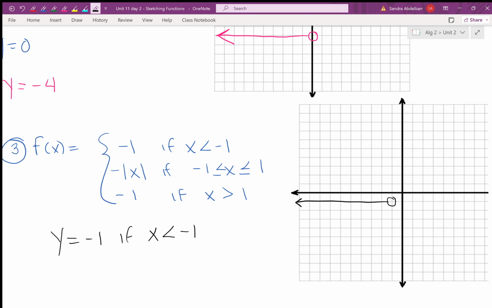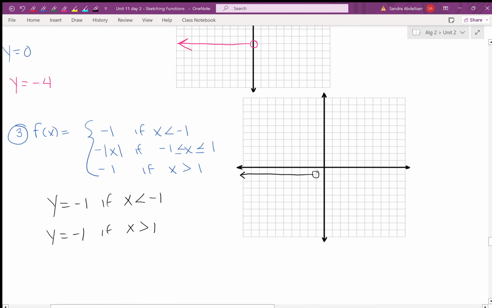I'm going to skip the middle one and go to the other one. Y equals -1 if x is greater than 1. All right, so now again, I'm going to y equals -1, but now x is greater than 1. So again, open circle, and then where am I going? To the right. Is everybody okay with those two so far?